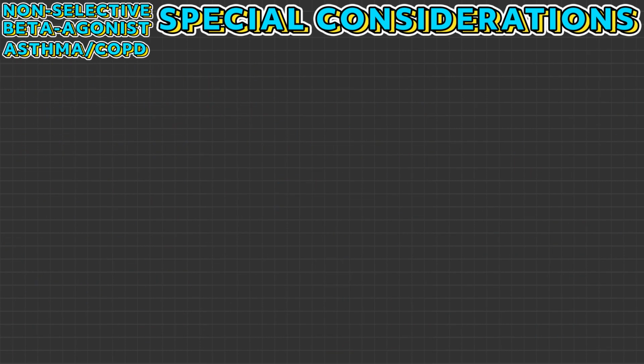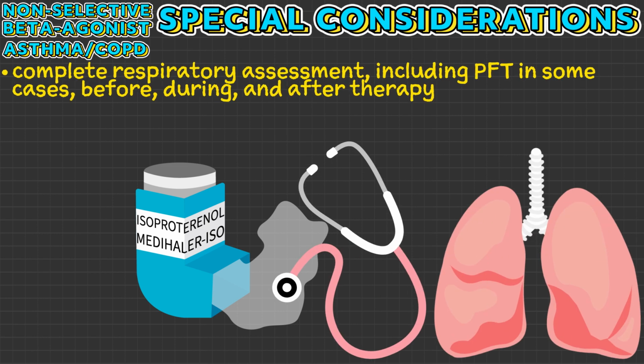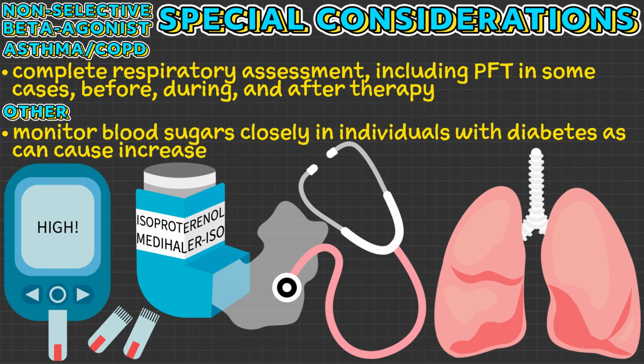However, if non-selective beta-agonists are administered for asthma or chronic obstructive pulmonary disease, a respiratory assessment including pulmonary function tests in some cases should be completed before, during, and after therapy. And finally, monitor blood sugars closely in individuals with diabetes, as they can cause an increase.